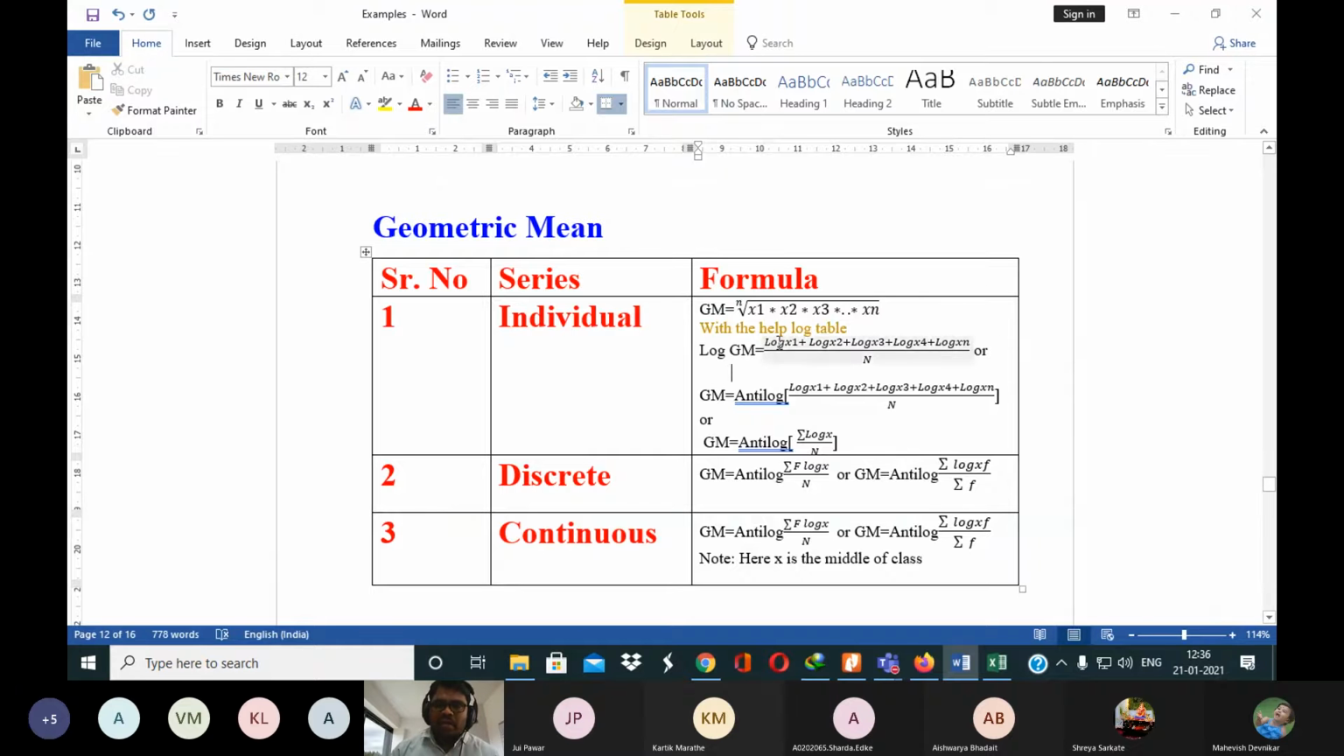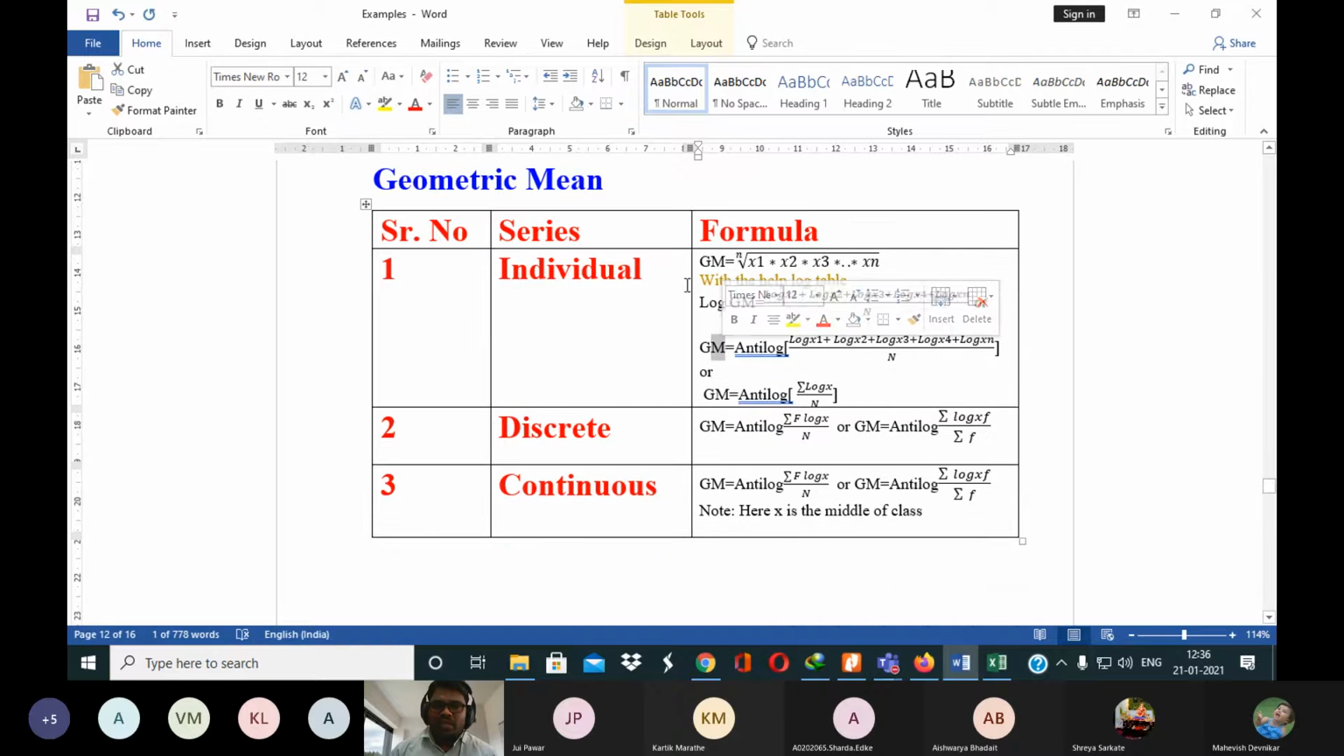With the help of the log table we can calculate the log of all items, like log x1, x2, x3 up to xn divided by n. We have to calculate the addition of the logs of all n items divided by n. So that is the log of the geometric mean. It can be derived like this.